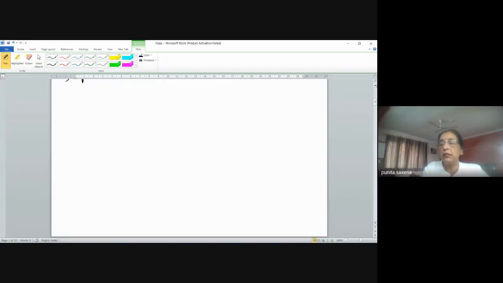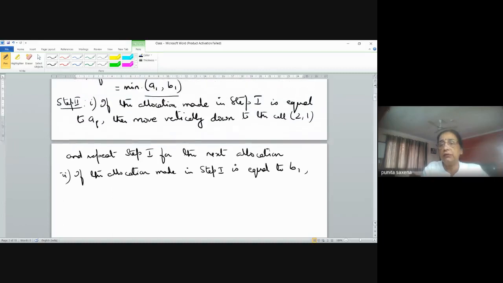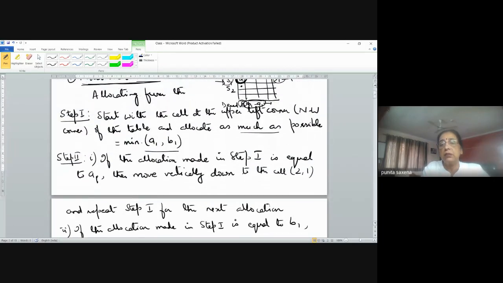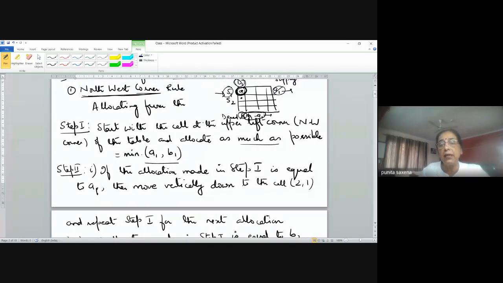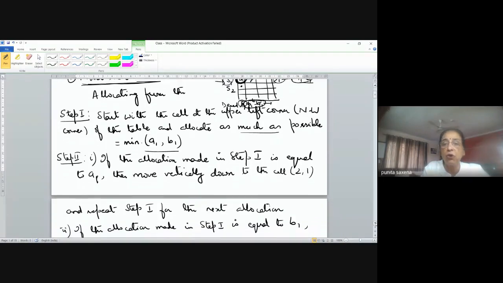I'm just going back to that table. It was a very small and rough table, but still to make you understand. See, if I make the allocation equal to B1, that means the demand of the first destination is fulfilled, but A1 minus B1 amount would still be left with the first supplier. So the first supplier has not exhausted its supplies, but it cannot give anything more to D1. So we'll move horizontally to the next destination. Now the comparison has to be made between A1 minus B1 and B2, whatever we can allocate. So instead of moving vertically down, we move horizontally to the right.